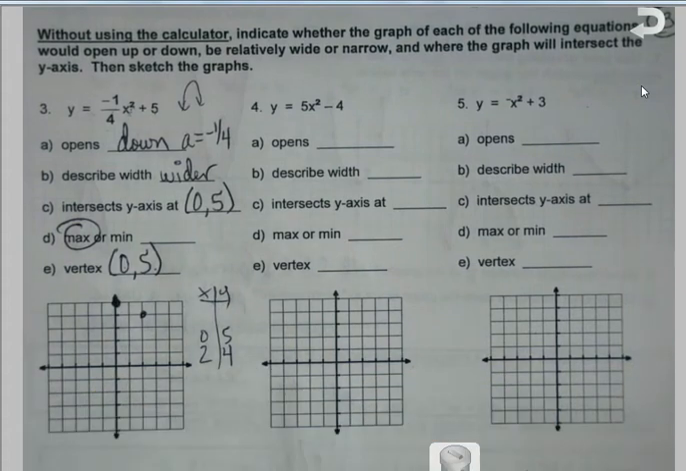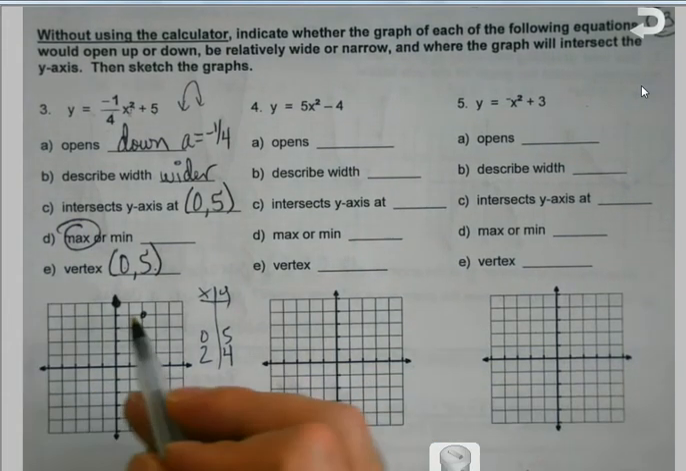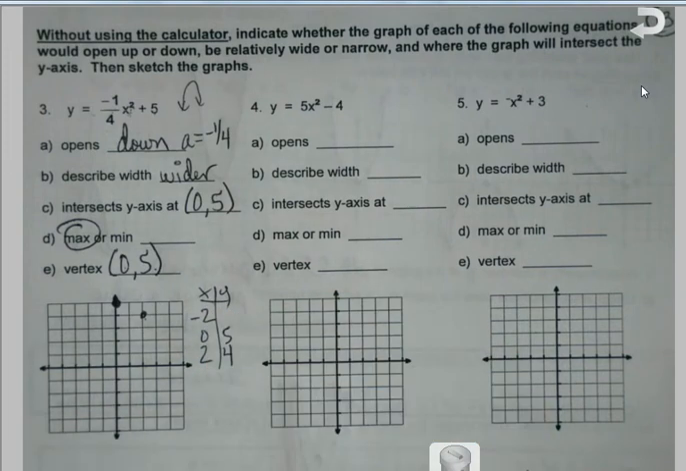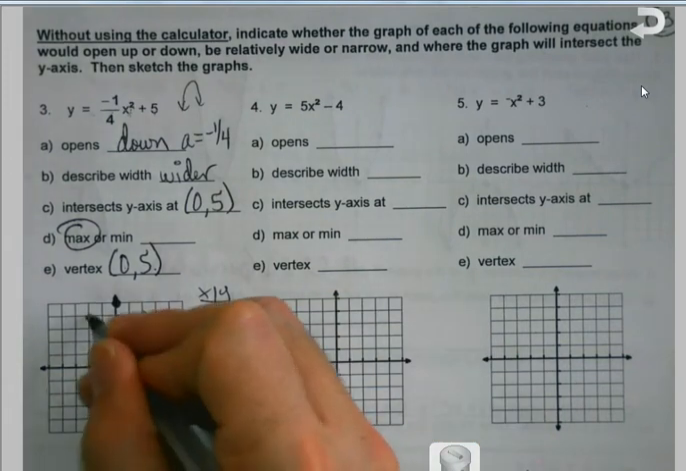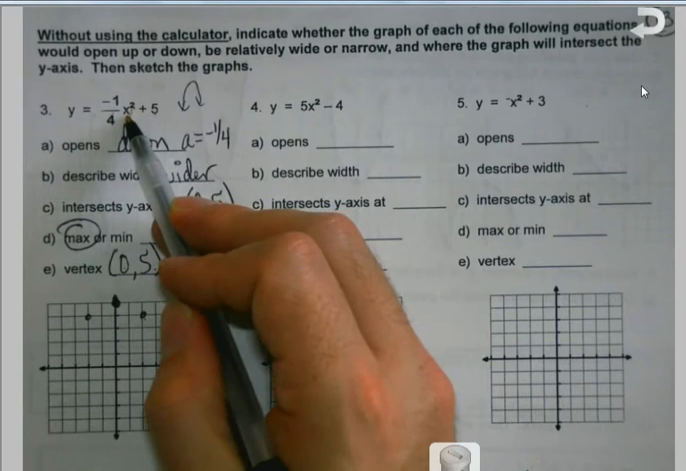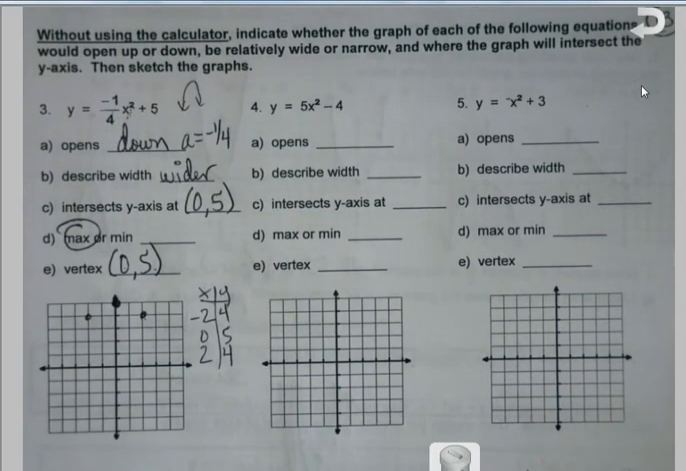Oh, yeah. And these parabolas are symmetrical. So if I go to the right 2 and it's at 4, if I plug in negative 2, it's also going to be at 4. Because again, whenever I plug a value in, it's in parentheses. So negative 2 in parentheses, quantity squared, is still positive 4.